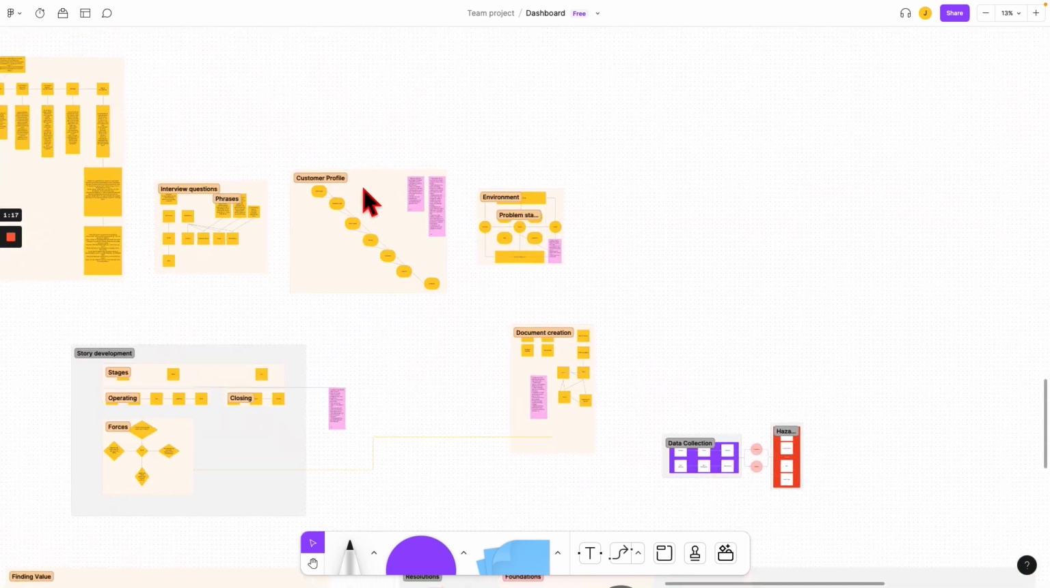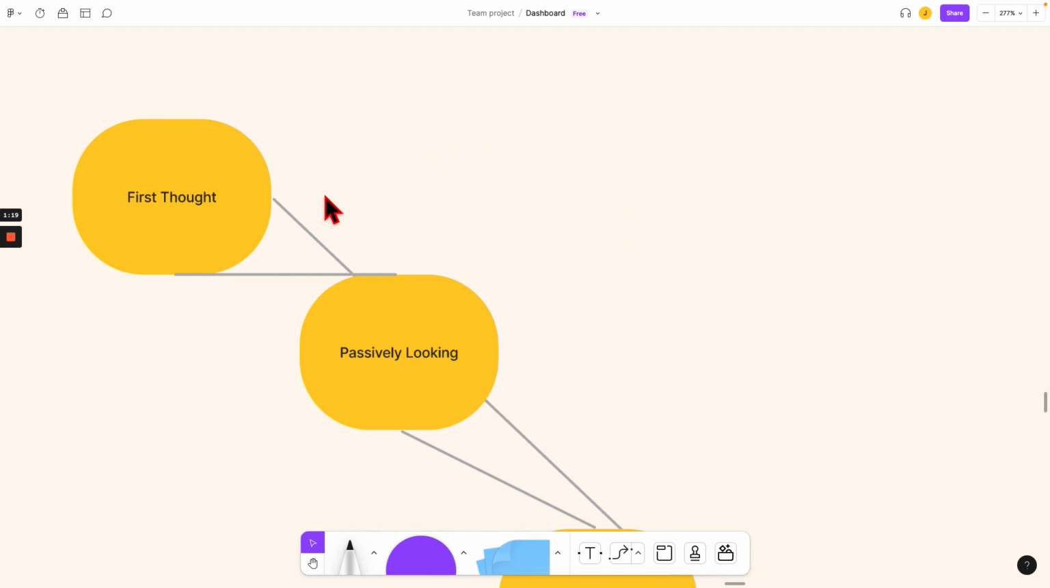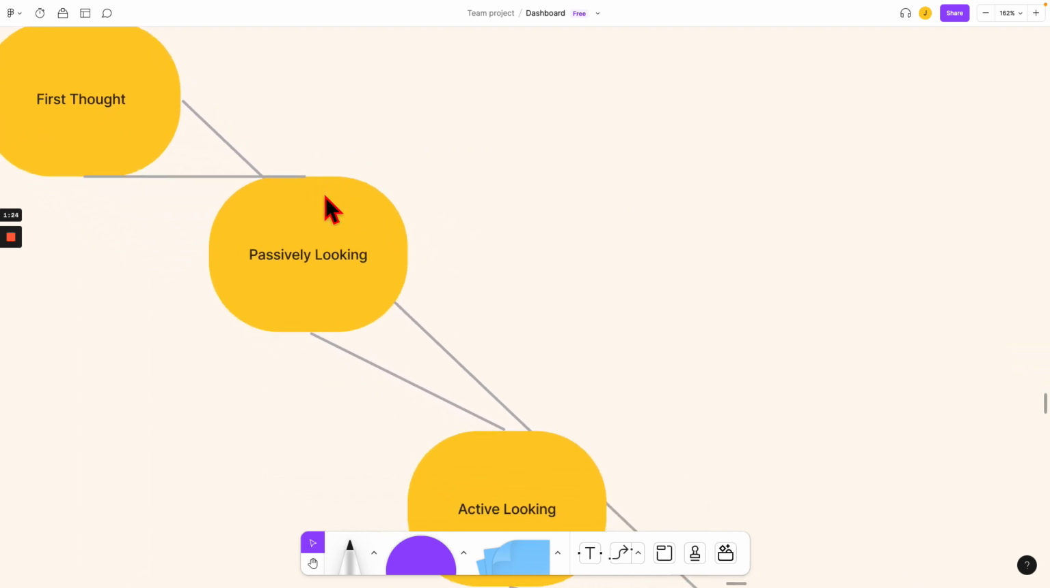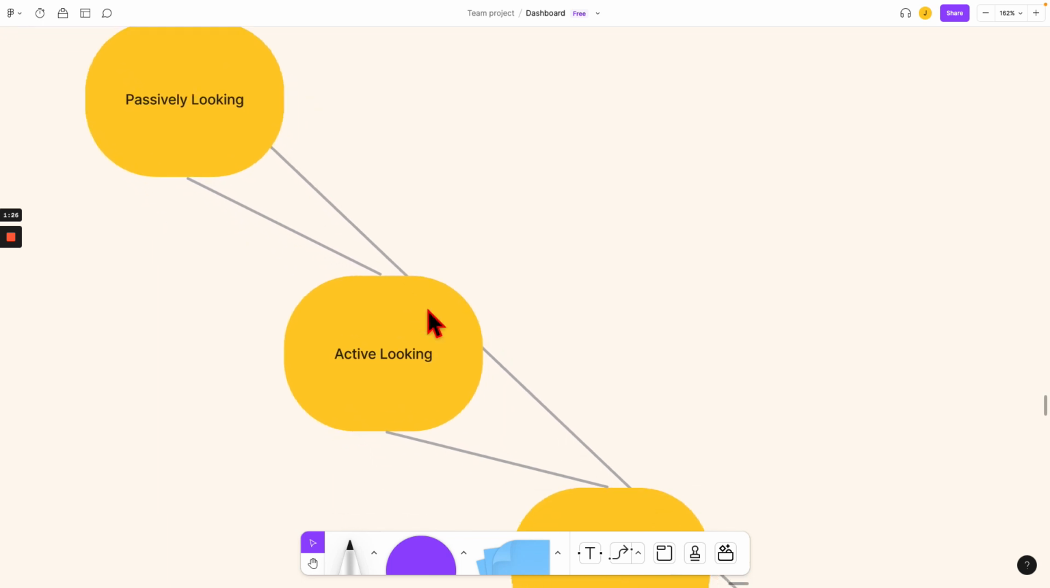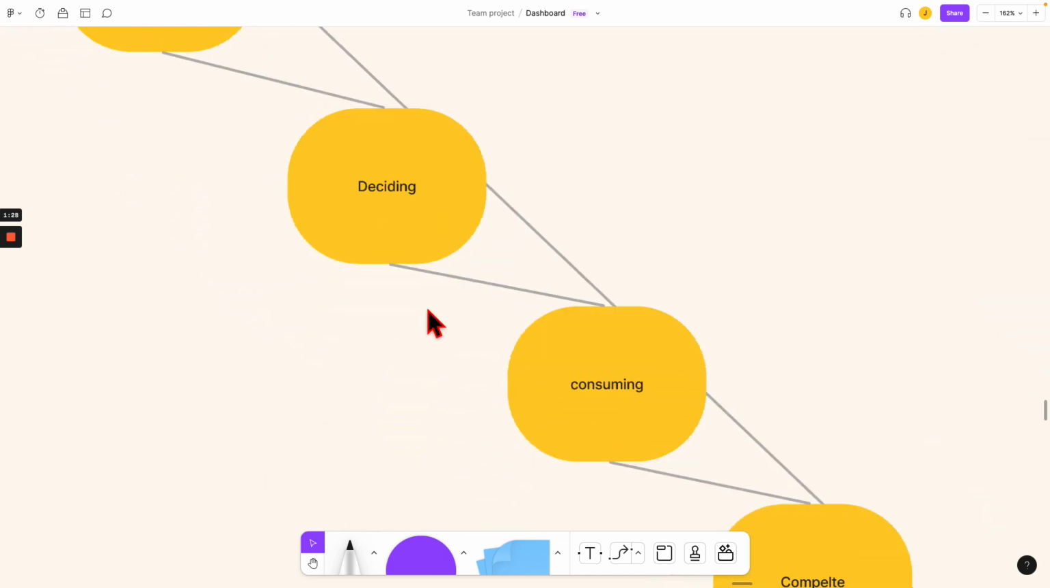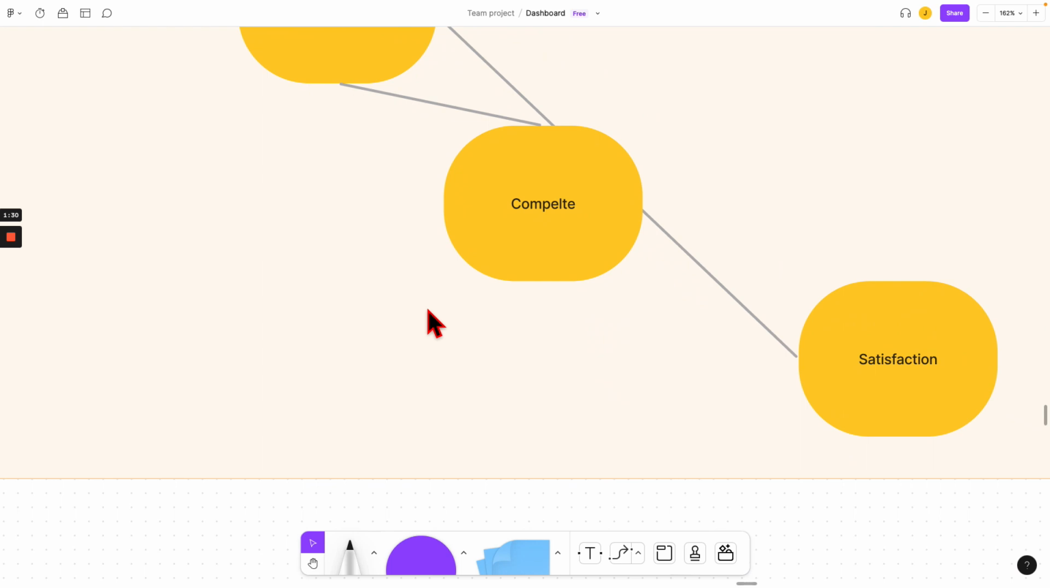But what is a customer journey, right? Customers have that first thought, and then they become passively looking at something. Then they switch to actively looking. Then they move to deciding, consuming, complete. And hopefully, if you've delivered a good service or product, you have satisfaction.